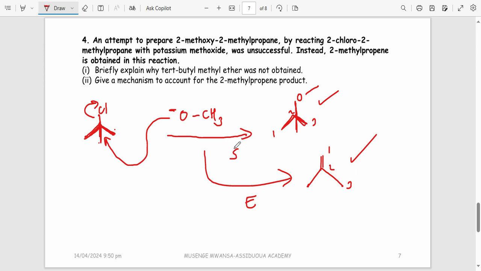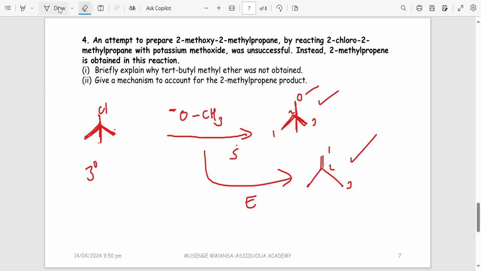But then that didn't happen. And the question is, why didn't it happen? Look at the substrate. The substrate is a tertiary substrate. It is hindered. Because it is hindered, it is very hard to go by SN reaction mechanism. So instead, what is going to happen? It can go by E mechanism.